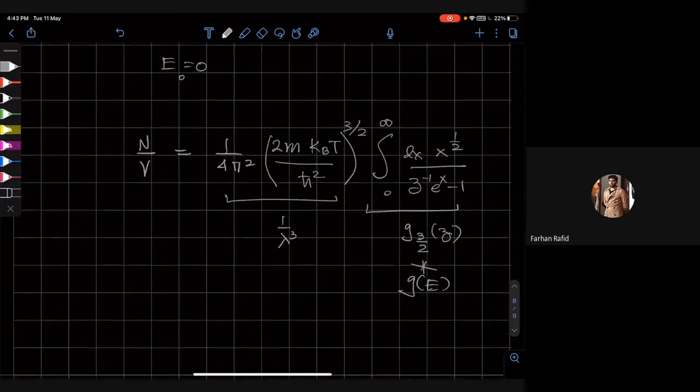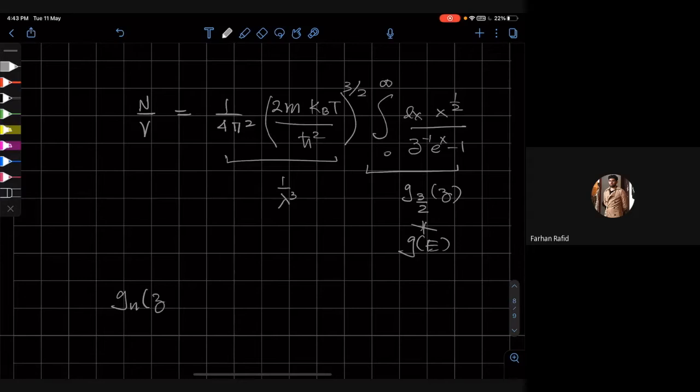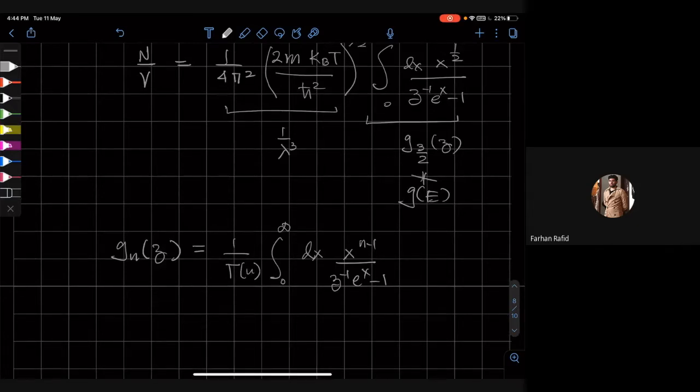It's a different function. And g_n of the fugacity is defined as 1 over gamma of n, which is the gamma function, and then 0 to infinity of dx x to the power n minus 1 divided by z inverse e to the x minus 1. Okay, this is the definition of g, and here in the calculation of N over V, we get to use g_{3/2} of z. When we calculate the energy, we have to use g_{5/2} of z.